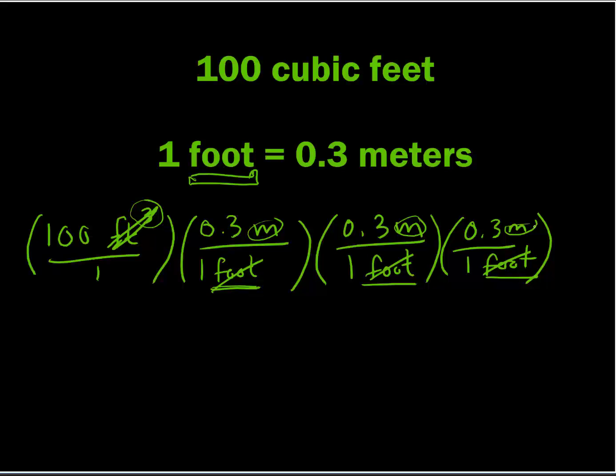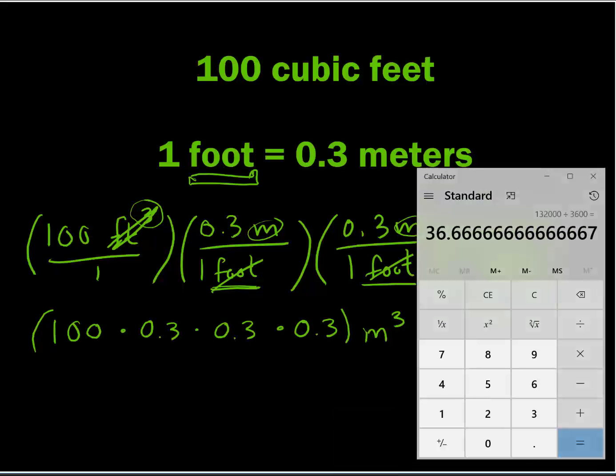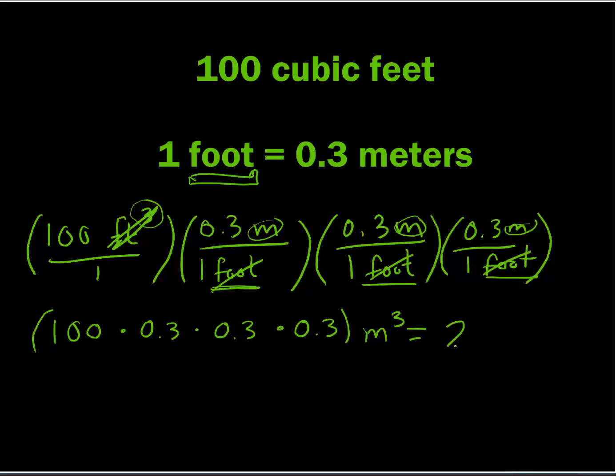However, we still need to do some math. We have 100 multiplied by 0.3, multiplied by 0.3, multiplied by 0.3 once again, and that is meters cubed. So let's go ahead and do the math. Let's do 100 times 0.3 times 0.3 again, multiplied by 0.3 again, and we get 2.7. So we have 2.7 meters cubed as our final answer. So what is 100 cubic feet? It is equal to 2.7 cubic meters.